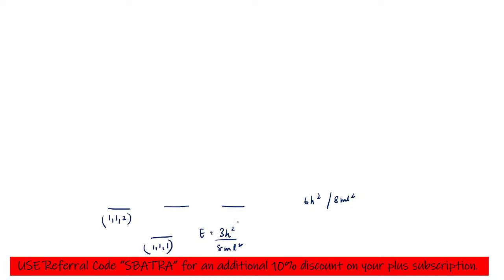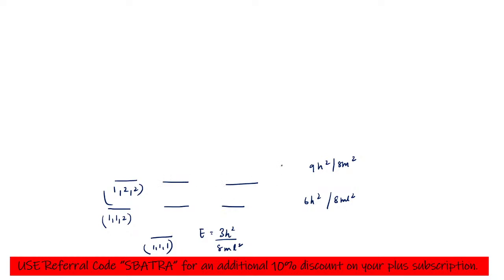For this combination 1 1 2 we can have three possible combinations. After 1 1 2 we can take 2 2 1. So 2 2 1 will give you 4 and 4, 8, plus 1, 9. So it will give you 9h square by 8 m l square. This is also a 1 2 2 type of combination, so you can have three possibilities over here.